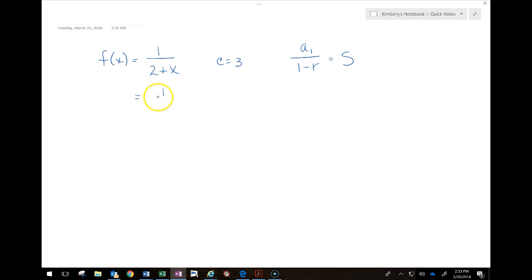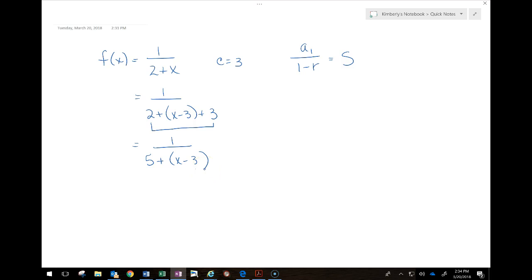So I'm going to have 1 over 2 plus the quantity x minus 3. And that forces the center. However, by forcing the center, we have subtracted 3 from the denominator. So to counteract that, we've got to add 3. Adding the 2 with the 3, we get 1 over 5 plus the quantity x minus 3.